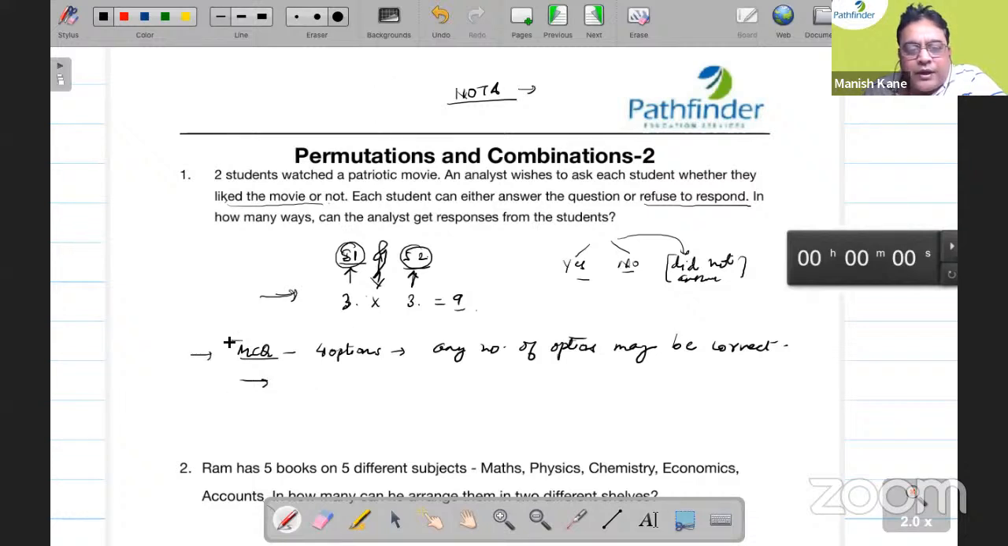I said there is one multiple choice question with possible multiple correct options. And the question is followed by 4 options. In how many ways can anyone answer this question? Anyone? Atharva says 10, Disha says 4. So Atharva, how do you say 10?